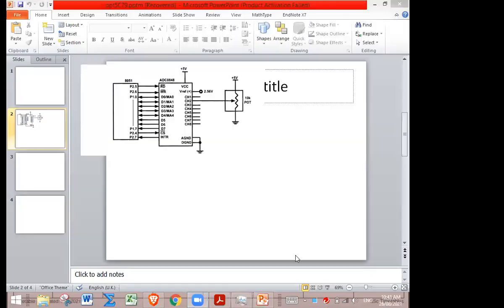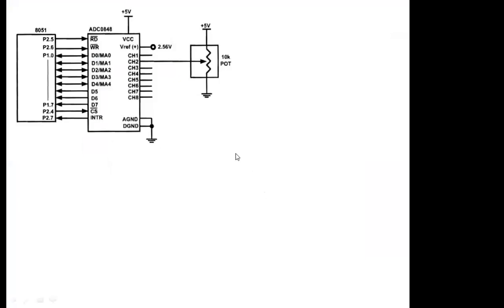Are you seeing my screen? I was not able to share the PowerPoint specifically. Yes, sir, it is visible. It's still visible, right? Yes, sir.